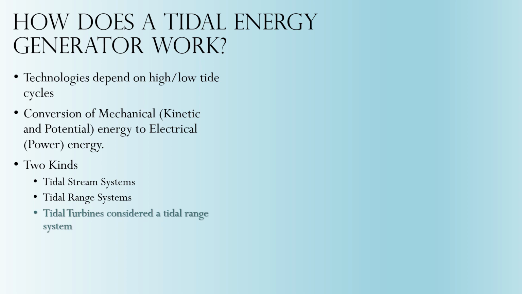Tidal range systems take advantage of the potential energy difference between high and low tides. Tidal range power stations often use barrages or dams to trap water during high tide. When the tide recedes, the stored water is released, passing through turbines to generate electricity.